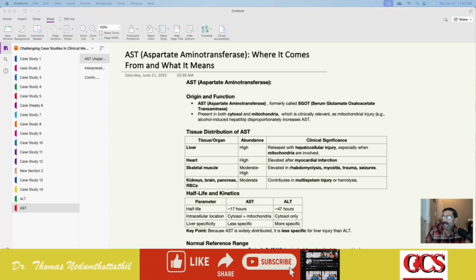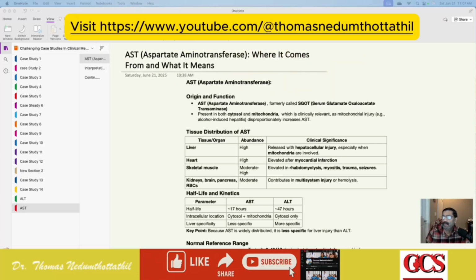What is the clinical significance? AST is released with hepatocellular injury, especially when mitochondria are involved, as in alcohol-induced liver injury. AST is present abundantly in the heart and is elevated after a myocardial infarction. Moderate amounts of AST are present in skeletal muscle as well and elevate in rhabdomyolysis, myositis, trauma, and after seizures.